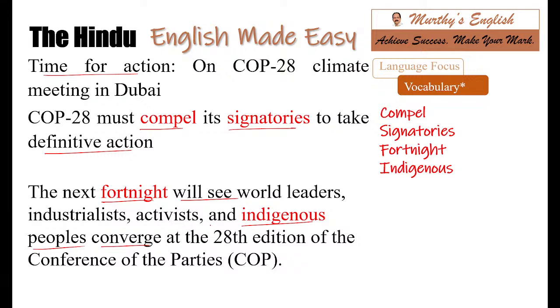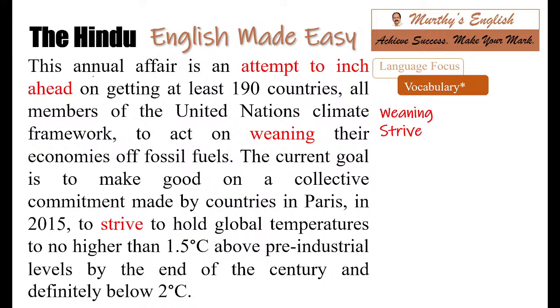Converge means what? To meet. Very good. Already Pavi has written the meaning. Convergence means meeting at a particular point. What is the opposite of convergence? Divergence. Converge at the 28th edition of the Conference of the Parties, COP. This annual affair, it happens every year. This annual affair is an attempt to inch ahead, means what?